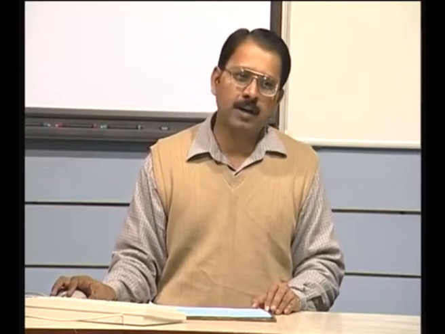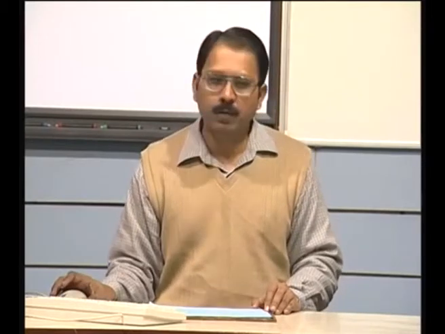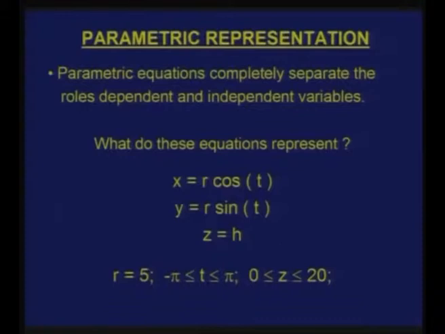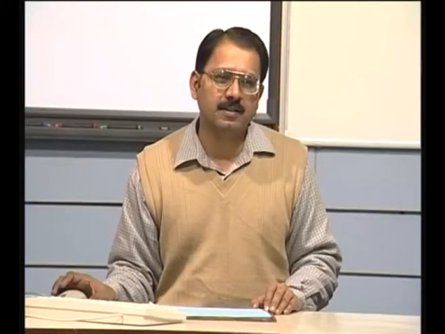I can go one more dimension higher. What you see here is r equal to 5, which is fixed, whereas 2 parametric variables, that is t and z, are varying within a certain range. t varies from minus pi to pi and z varies from 0 to 20. So, what does this represent now? It is a cylindrical surface. It is not a solid cylinder, it is a cylindrical surface where the radius of the cylinder is fixed at 5 units.